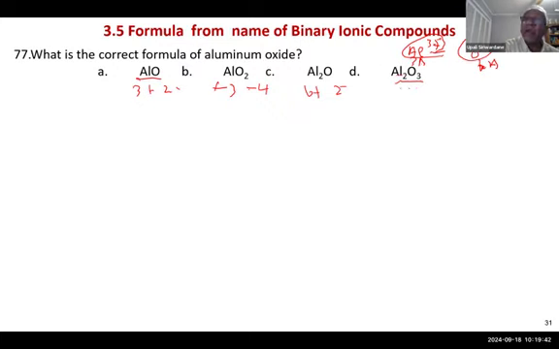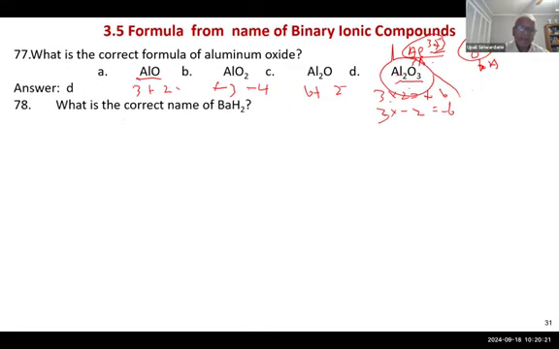When you look at this one, that's 3 times 2 is plus 6. Oxygen, that's the aluminum. Oxygen is 3 times negative 2, which is negative 6. Therefore, this is the answer, charge balanced. D is the correct answer.